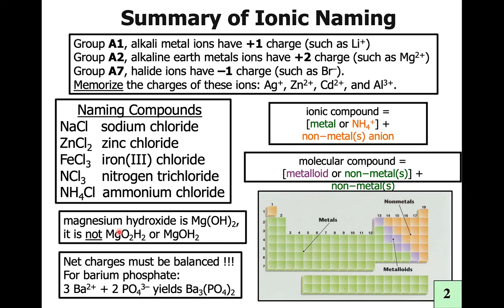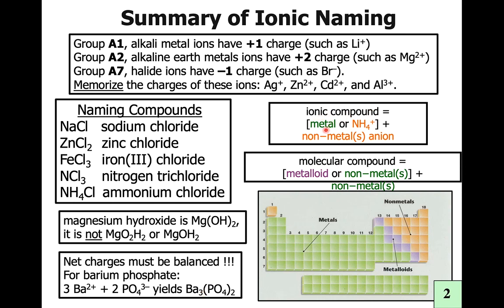And just remember these sorts of things. Magnesium hydroxide is magnesium with parentheses around the hydroxide with a 2, not either one of these weird formulas. And that charges must be balanced. If we're figuring out the formula for barium phosphate, we need to know that barium is 2+, phosphate is 3-, and we have to do something to balance the charges, and we do that with 2 phosphates and 3 bariums.